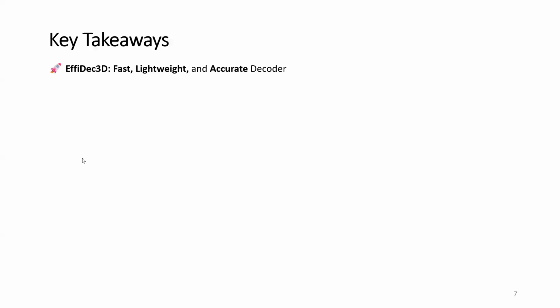The key takeaways from our paper are as follows. We introduced EffiDec3D, a fast, lightweight, and accurate decoder for 3D medical image segmentation. Our EffiDec3D decoder can be used as plug and play with different existing networks, including but not limited to 3D UXNet, SwinUNETR, SwinUNETRv2, MedNext.